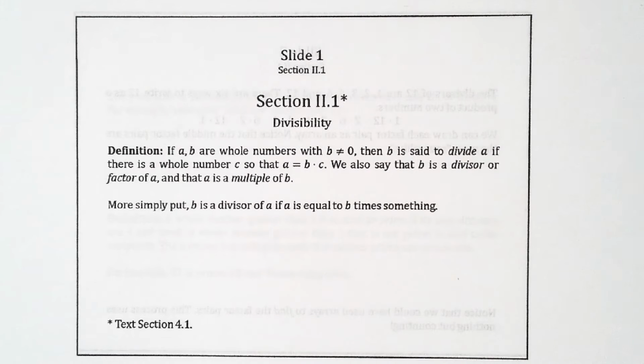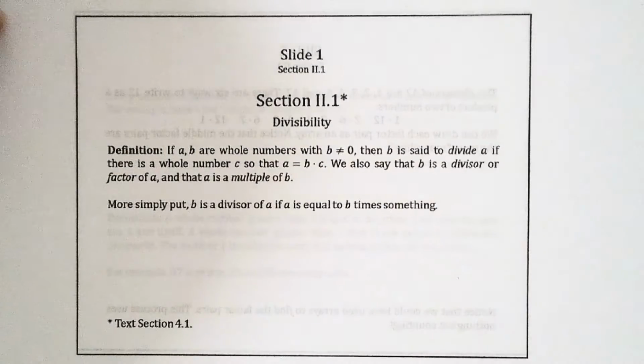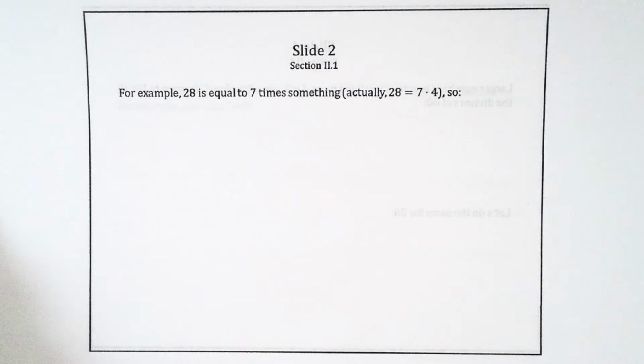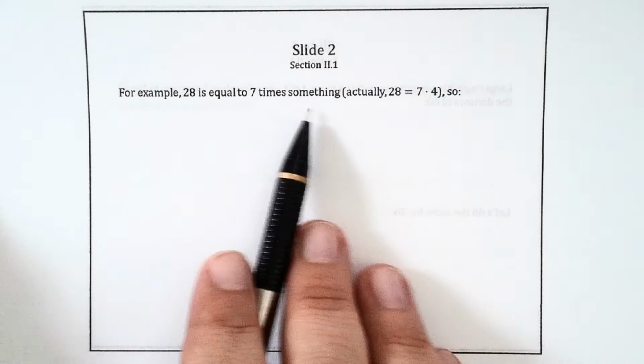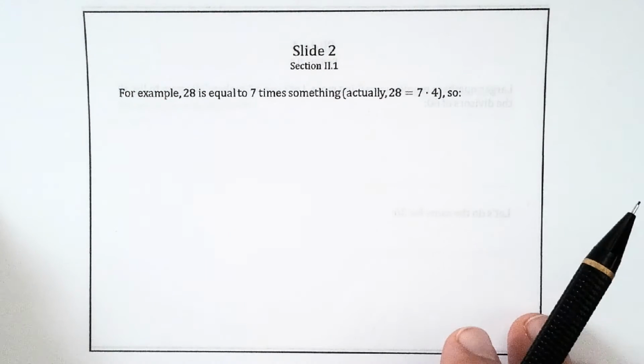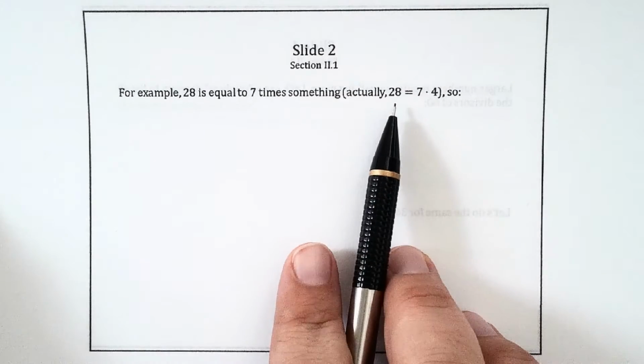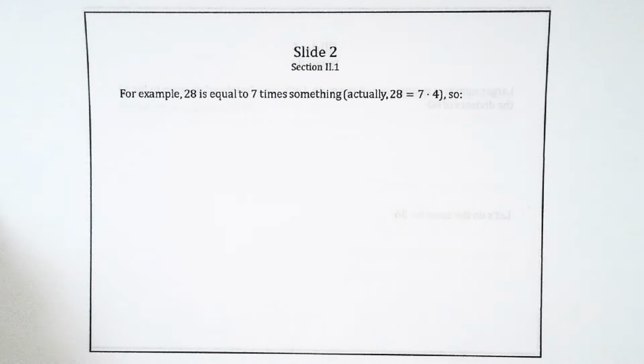Okay, this is a really important definition to understand. And I say that because I very frequently hear students get the words divisor and multiple mixed up. But if you're going to be teaching, of course, it's very important that you use them in the correct way. So let's look at an example. For example, 28 is equal to 7 times something. Or, more specifically, 28 is equal to 7 times 4.